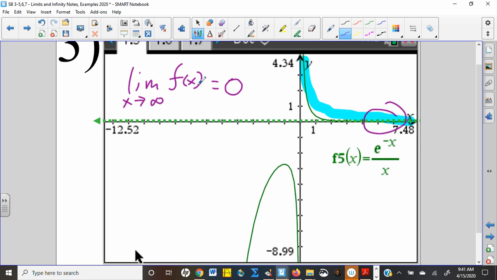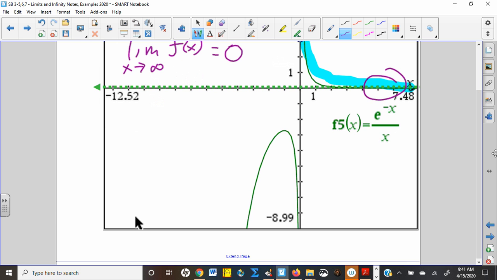Part B says, what's happening as we go to negative infinity. Well, that's a different story on this graph. If we go to negative infinity, the x values are going that way, and the y values look like they're going way down this way.